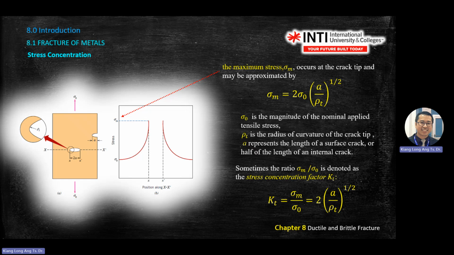So you only need to remember the front one. The rest is from the top, and you just substitute. So today, two new equations: the maximum stress, sigma m, and KT on the crack. This one is the stress concentration.